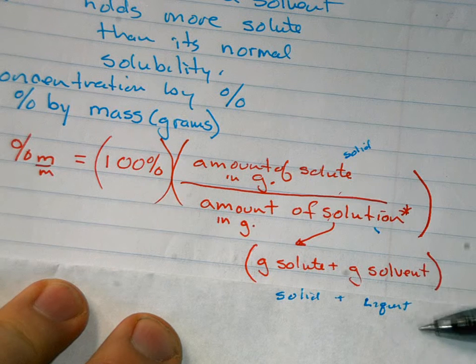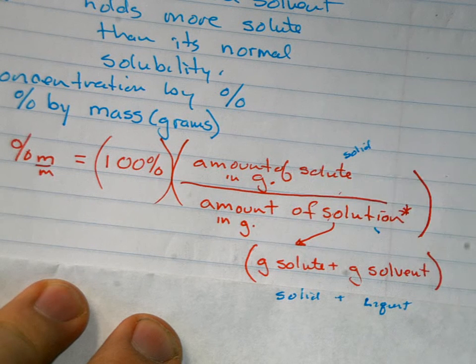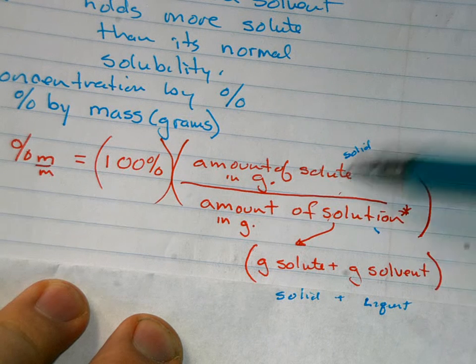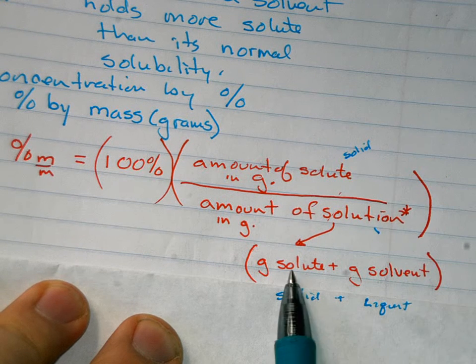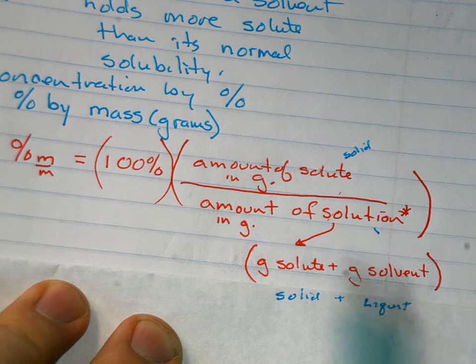So you may get a problem where we'll say you've got 50 grams of salt and you dump it into 75 grams of water. What's the percent composition? Well, that'll be pretty easy. It'll be 25 grams of solute, and then you'll have to do 25 grams of the solute plus 75 grams of the solvent, so that'd be divided by 100.